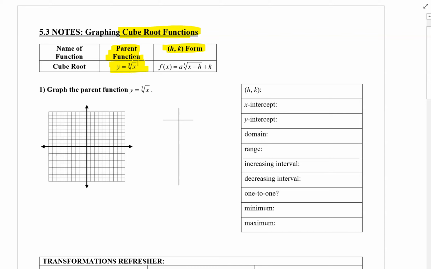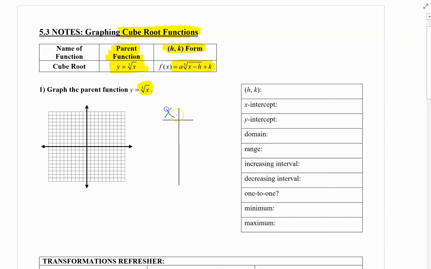So we call it the parent function because one, it's the simplest form of a cube root function. But two, it will determine the shape of all other functions that are in HK form that contain cube roots. So these HK versions will have the same shape that was determined by the parent function, but maybe have some transformations to them. Okay, so let's start by looking at just the plain cube root of x.